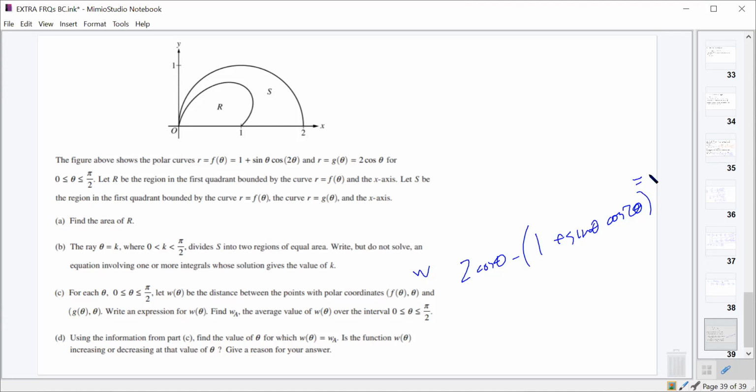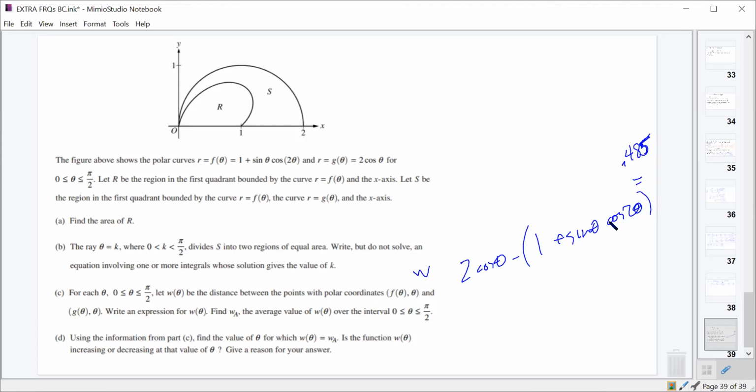Does anybody happen to remember what the average value was? Or do you have it in front of you, Ben? Yeah, I believe it was 0.485. 0.485, okay. Yeah, so all you need to do to figure out when 2 cosine theta minus 1 plus sine theta cosine 2 theta is equal to 0.485.